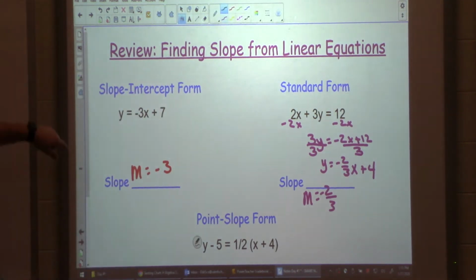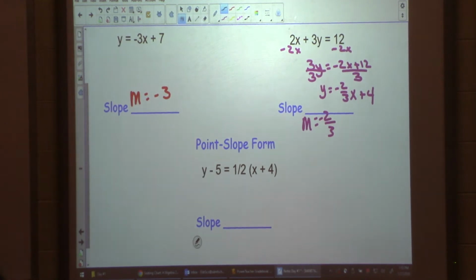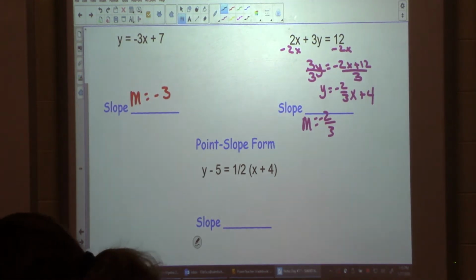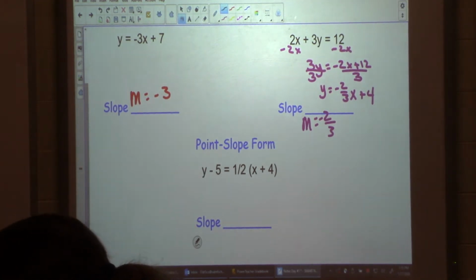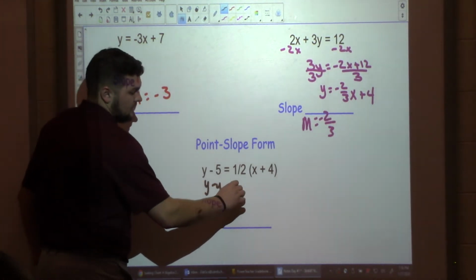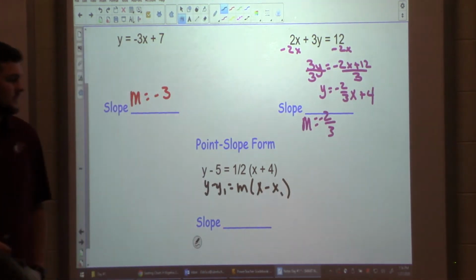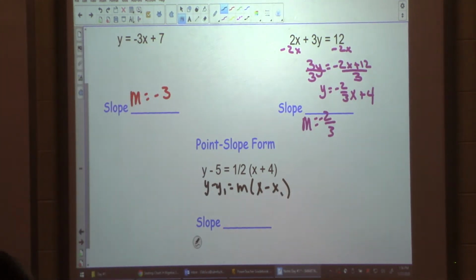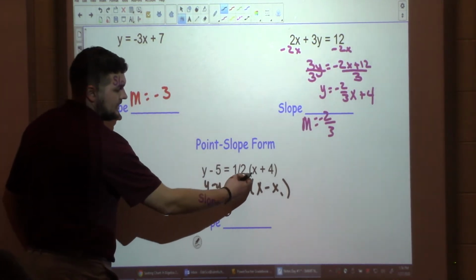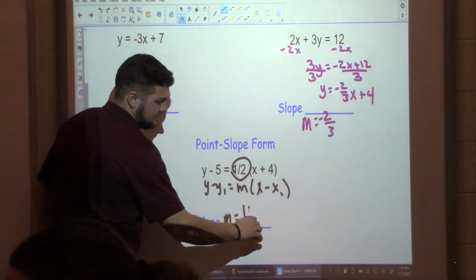Sweet. Last one, point slope form. Y minus 5 equals 1/2 times x plus 4. Well, point slope form we said was y minus y1 equals m times x minus x1. So what's my slope going to be in this case? 1/2, right? Right where that m value is, right outside the parentheses. So my slope in this case is 1/2.